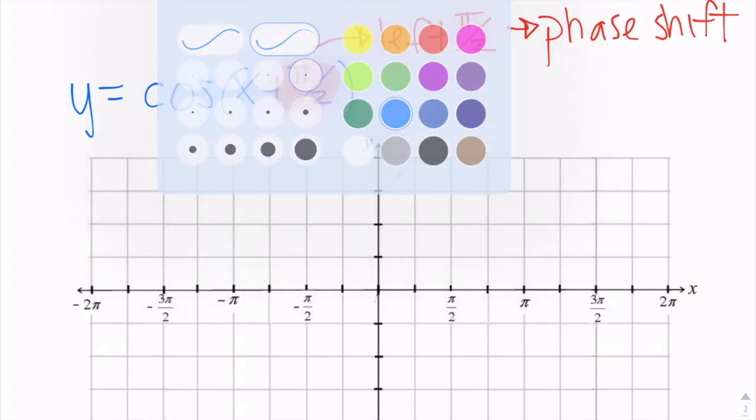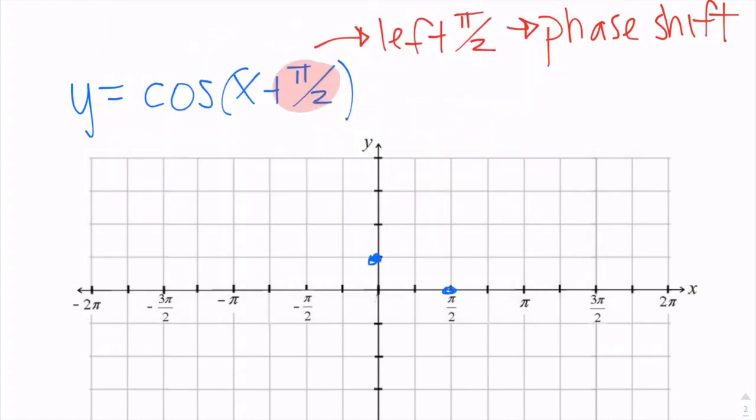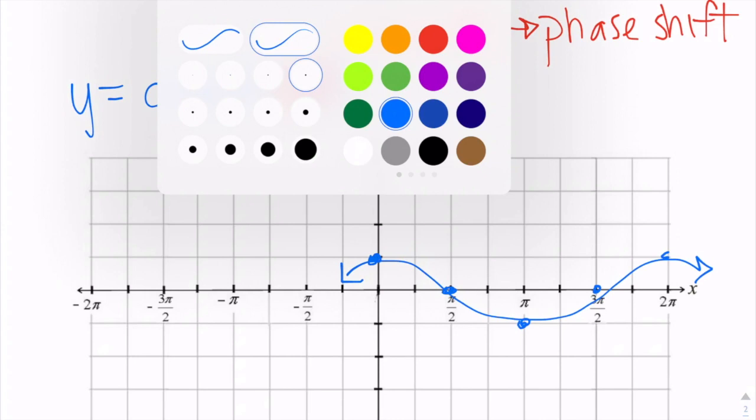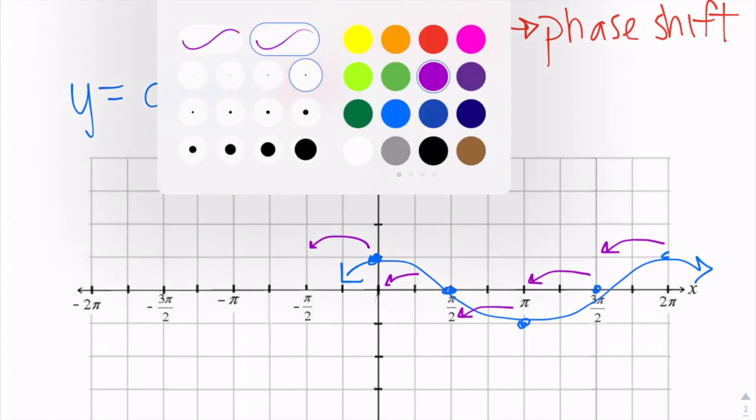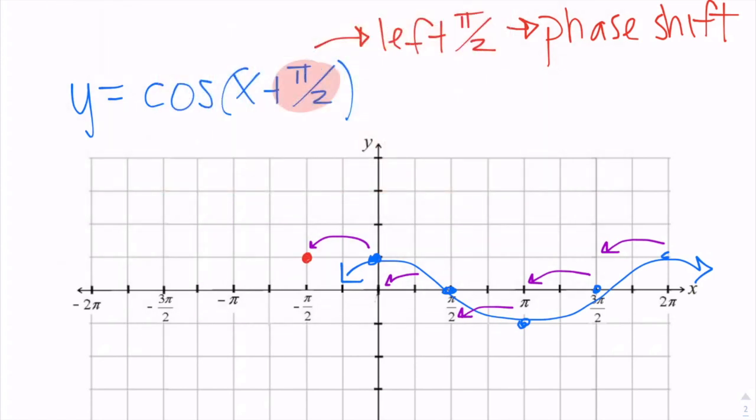So I'm going to start by drawing our parent function again. And we're just going to move all of these points left pi over 2. Just like that.